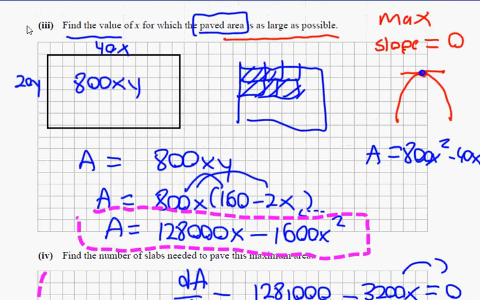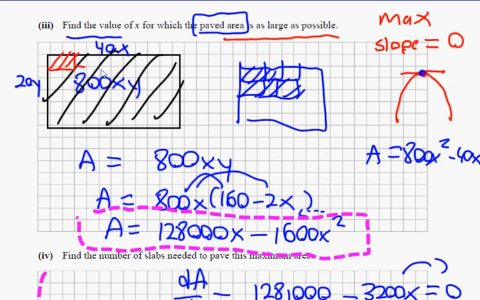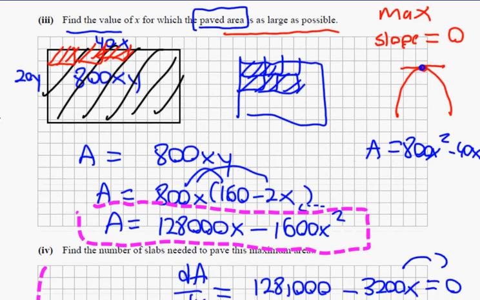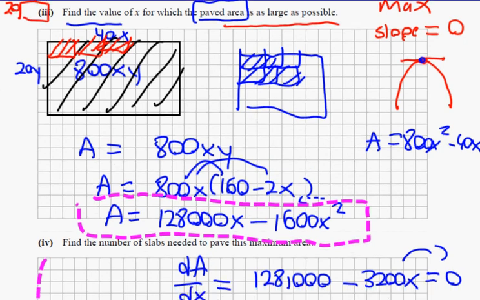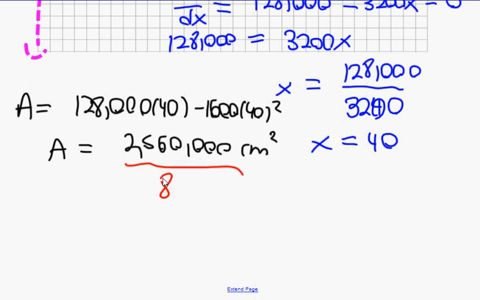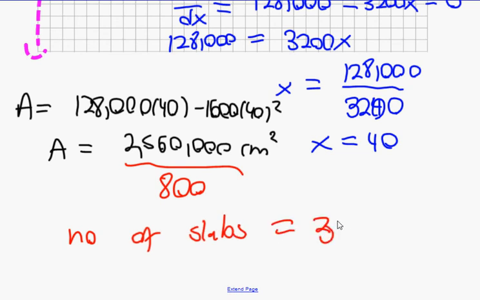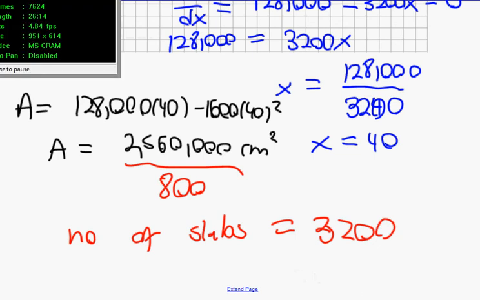Now, if we find the area of one slab, then we can divide that in and figure out how many slabs we need. Technically speaking, we found out the full area. But if we find out the area of one slab, we can then see how many slabs it takes to fill up the full area. So how would you do that? The area of one slab is 20 by 40. And what's 20 by 40? 800. Let's divide it by 800 and see what happens for the number of slabs. Number of slabs equals 3,200. Okay, guys.